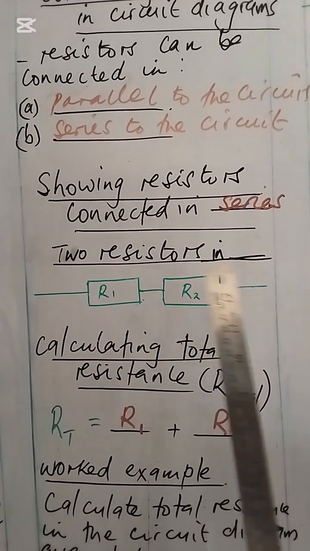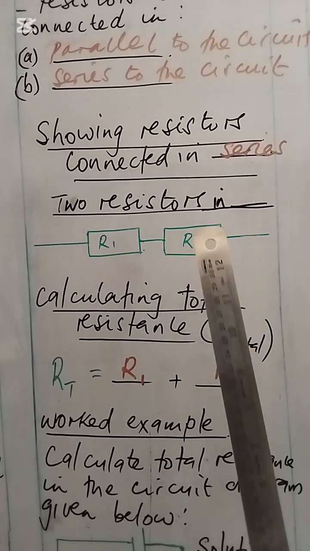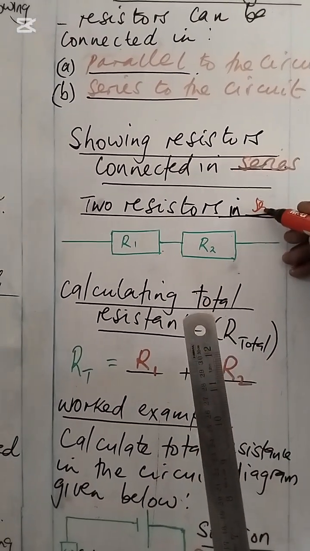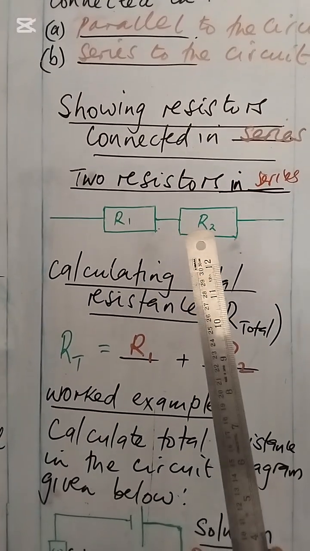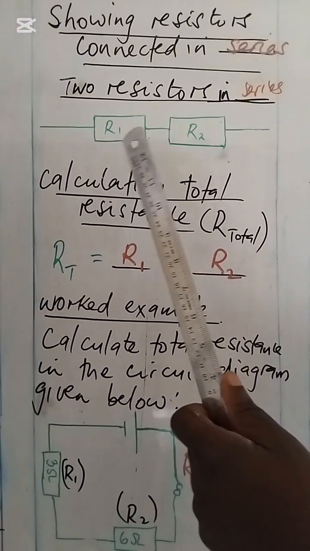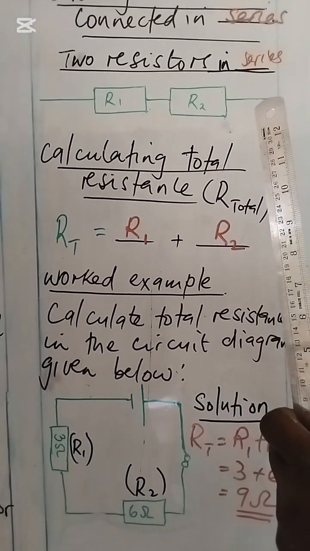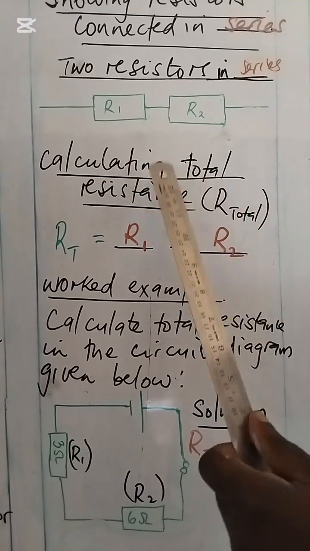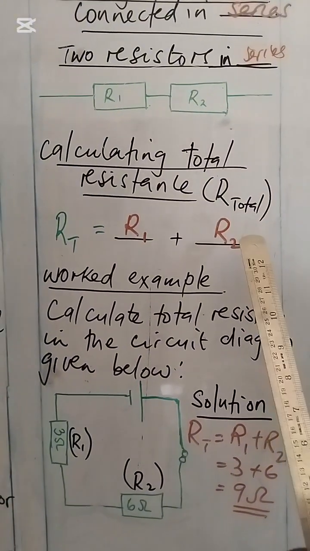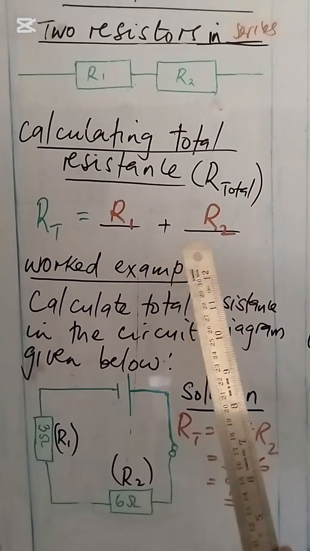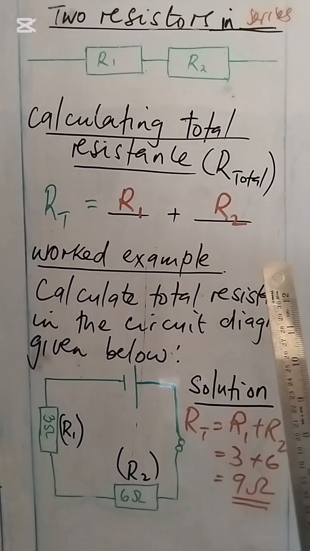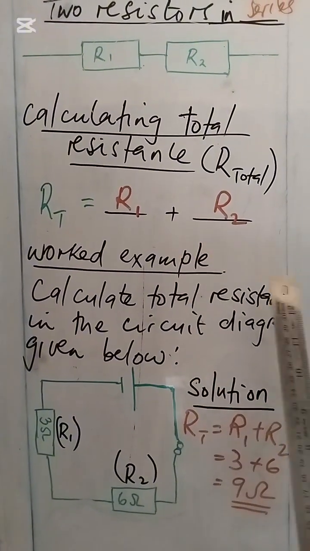Starting, for example, with two resistors in series. Yes, we have two resistors in series. Then we number them R1 and R2. Then how do we find total resistance of resistors in series? It's very simple. We say R total is equal to R1 plus R2 to get total resistance. Let us look at one worked example.